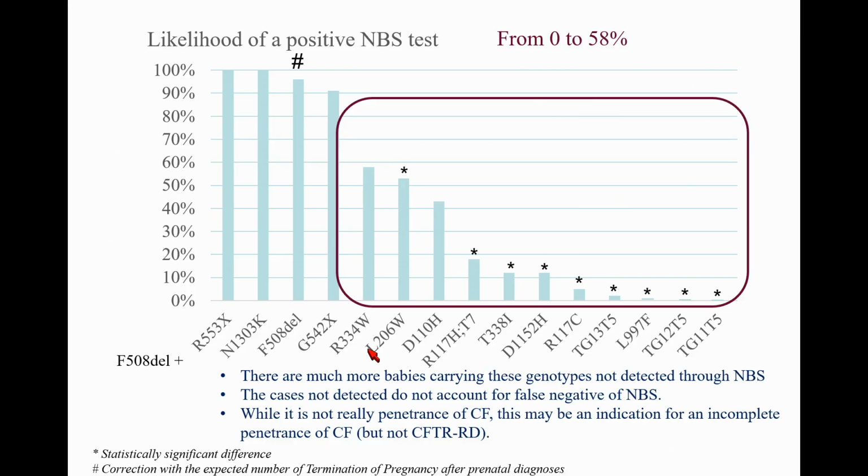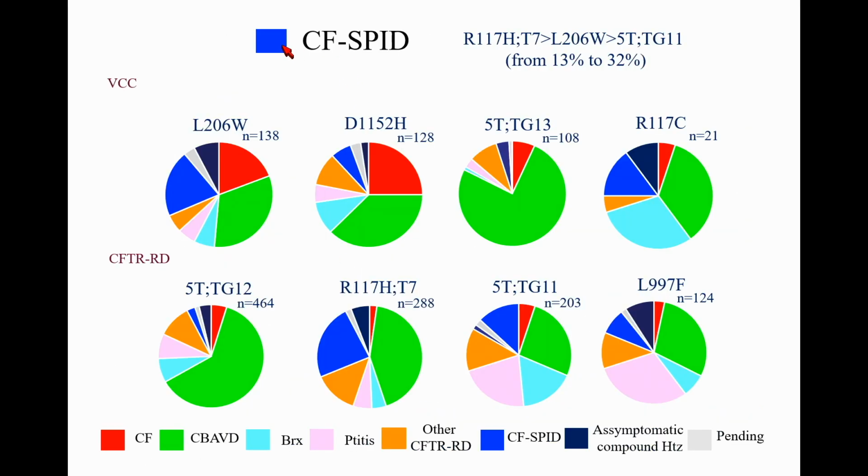Again, what does this mean? This means that there are many more babies carrying these genotypes in trans with Delta 508 who are not detected through newborn screening, and that these cases not detected do not account for false negative newborn screening. They are not going to develop cystic fibrosis. And while it is not really penetrance of CF, this may indeed be an indication for an incomplete penetrance for cystic fibrosis, but we did not have any insight for CFTR-RD. And to get more insight, we considered the CFTR France database.